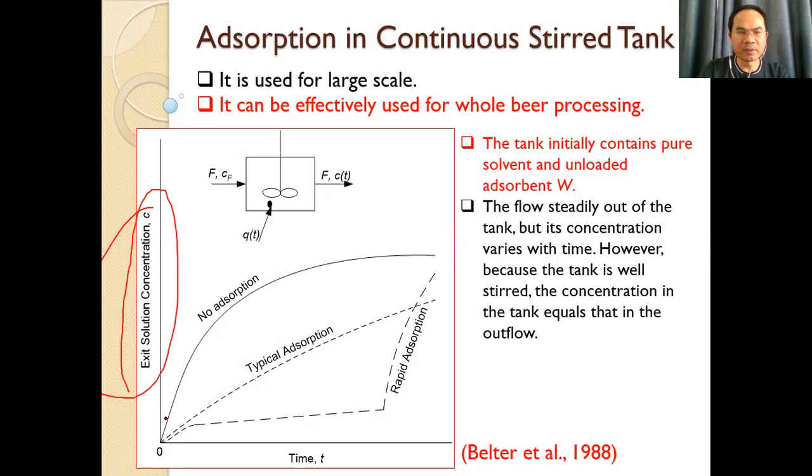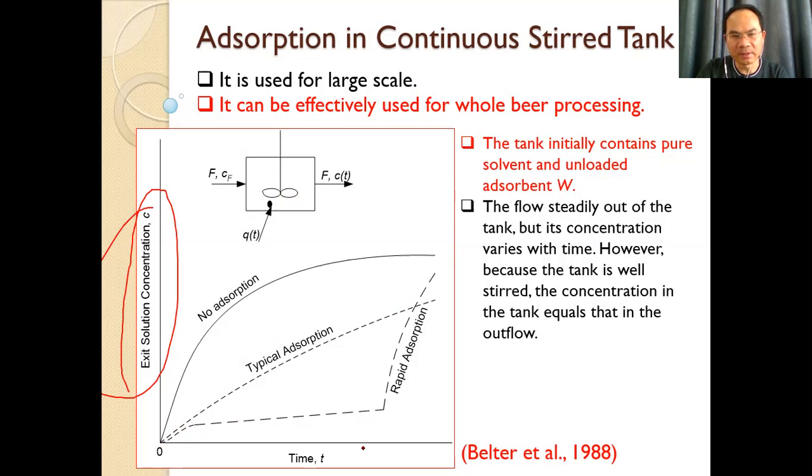For this case, if the concentration increases rapidly, that means there is no adsorption or low efficiency adsorption, because the concentration is increased. That means solute in and solute out will approach the same, so there is no adsorption. For rapid adsorption, the concentration initially increases, and then it is constant for a period of time until it rapidly increases.